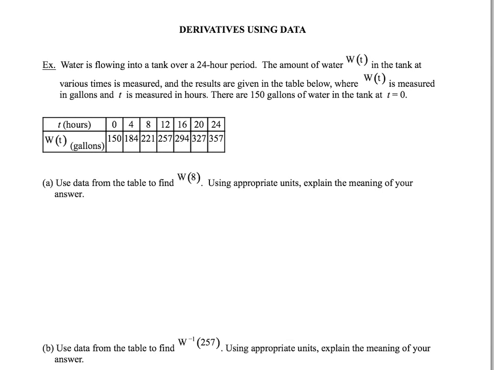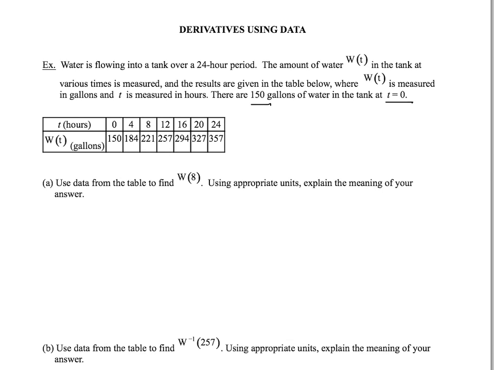Okay, this is using data tables to find derivatives. We have our data table, and it says that water is flowing into a tank over a 24-hour period. The amount of water, which is represented by the function W(t), at various times is measured, and the results are given in the table below, where W(t) is measured in gallons and t is measured in hours. And at time equals 0, there are 150 gallons of water.